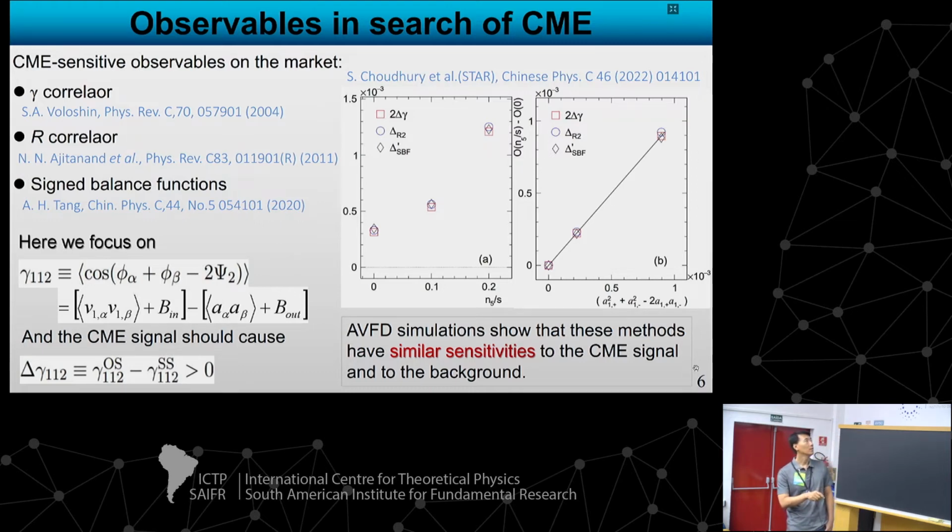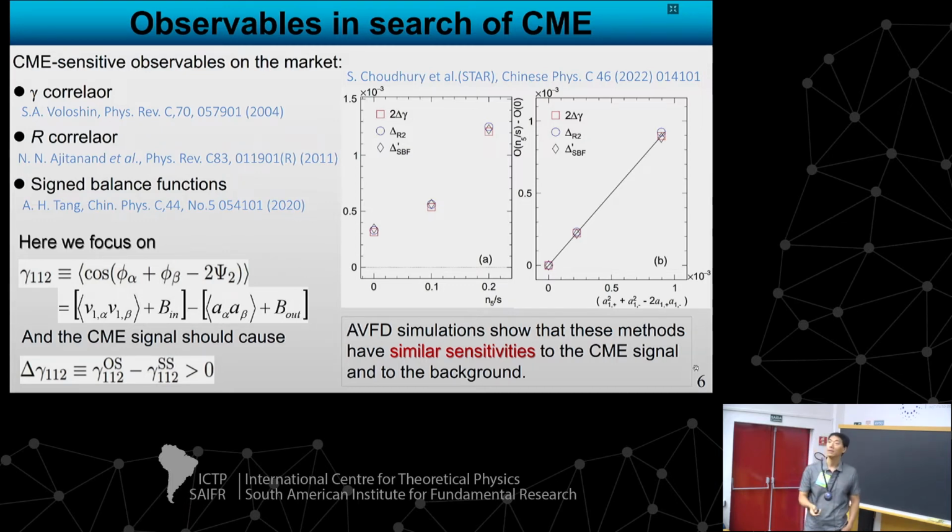They also have the same sensitivity to the background. When this N5 over S is 0, it means pure background. So actually, all the observables are also sensitive to some finite background.